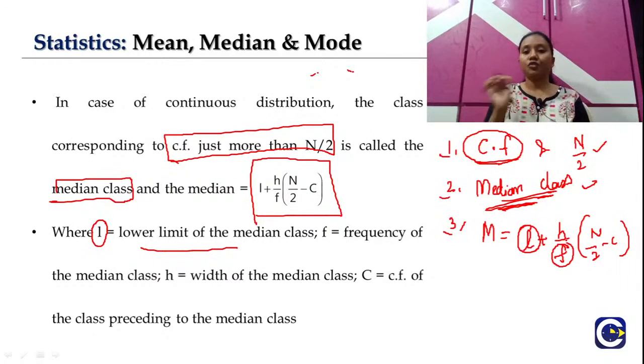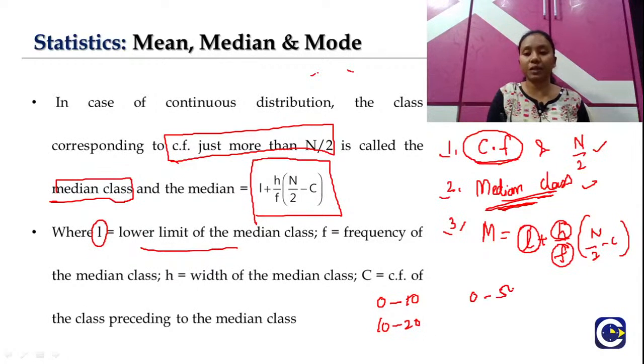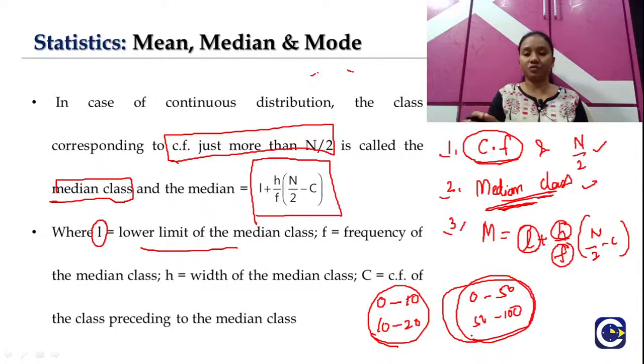And here f is the frequency. Here f is not the cumulative frequency, it is simply the frequency of the median class. And h is the width of the median class. Width in the sense that sometimes our classes will be 0 to 10, 10 to 20, like that. Sometimes it can be 0 to 50 and 50 to 100, something like that. So what is the width of the median class? In the first case the width will be 10, whereas in the second distribution the width will be 50. So h denotes the width of the median class, and N we know is the sum of all the frequencies, divided by 2, minus capital C.